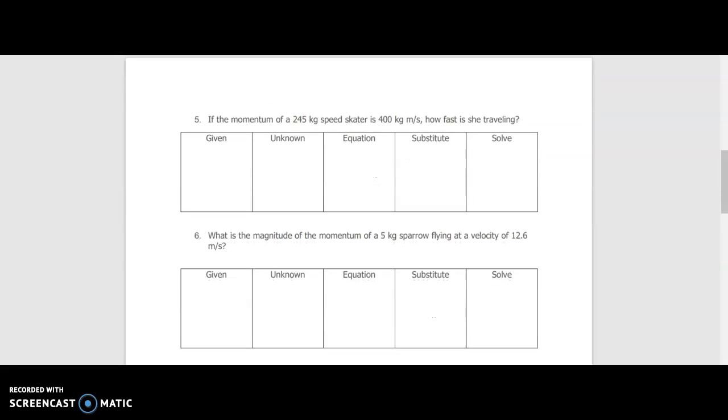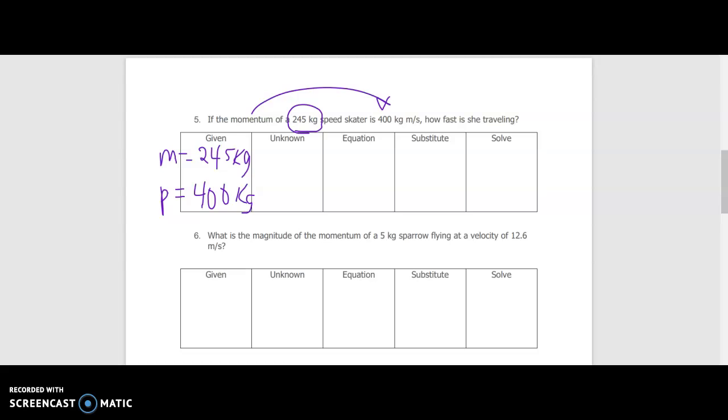Number 5: if the momentum of a 245 kilogram speed skater is 400 kilogram meters per second, how fast is she traveling? So the momentum is 400, and the speed skater has a mass of 245, because mass is always in kilograms. And our momentum P is 400 kilogram meter per second. Our unknown was how fast is she going? Fast, that is velocity. So our unknown is V.